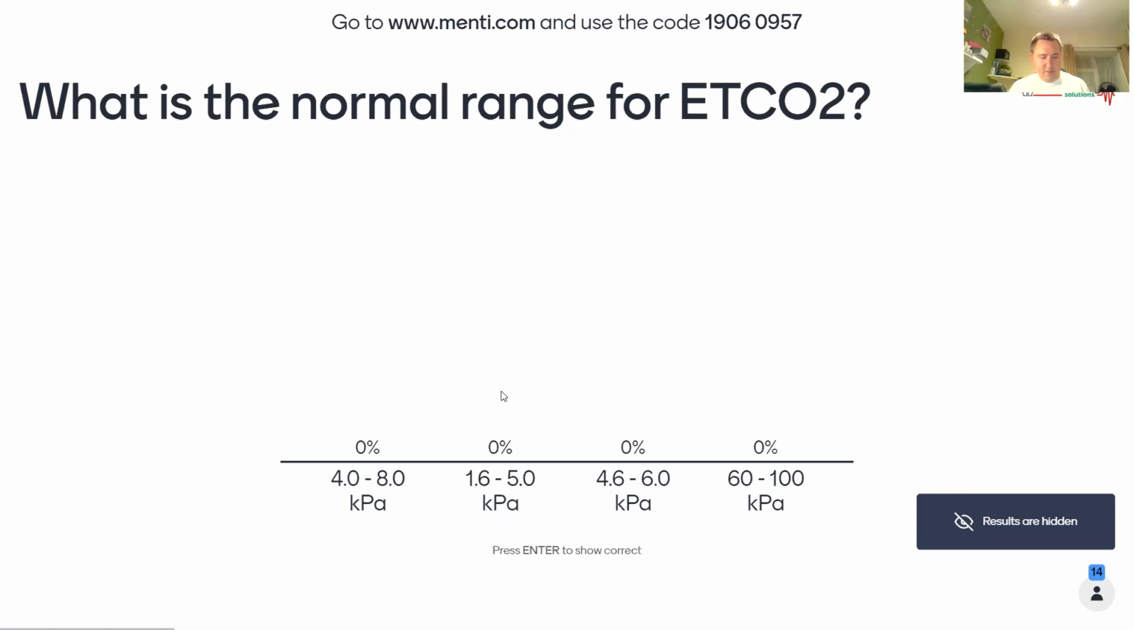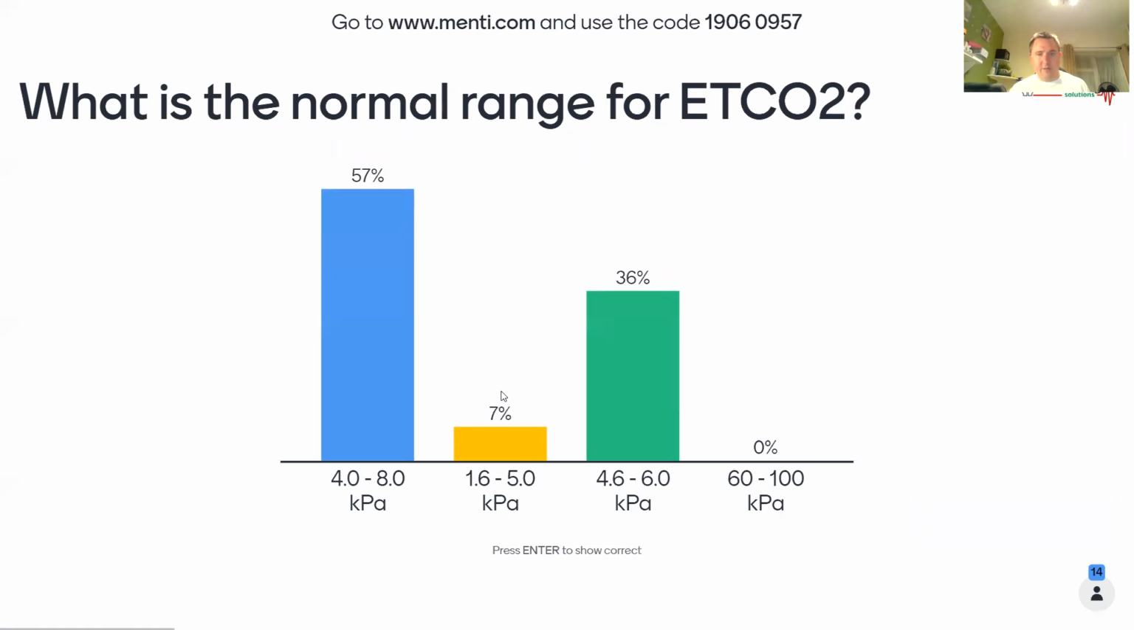Okie dokie, let's see where everyone's going. So 4 to 8, 1.6 to 5, 4.6 to 6. I'm going to tell you that 33% of you are correct. So it is 4.6 to 6. Being very slow tonight, isn't it? There we go. So well done to the third of you that voted correctly there.